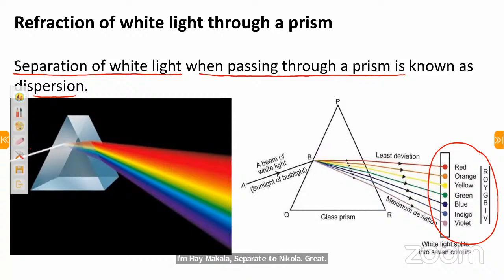What is the most deviated color? You know what deviation is. The most deviated color is what? Violet. In the spectrum, violet. The least deviated color is red. Everything depends on the wavelength of them.